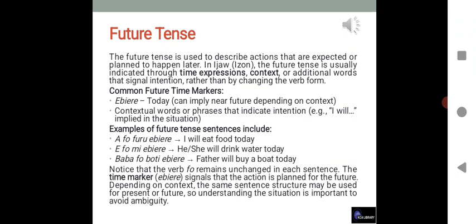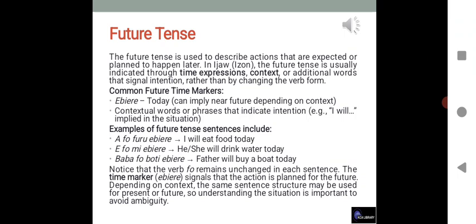In many cases, the same verb form used in the present and past tenses is retained, while meaning is clarified through accompanying time expressions. Common future time markers: Ebia, today, can also imply a near future action depending on context. Other contextual expressions of intention, e.g., phrases equivalent to "will," based on situation and speech context.